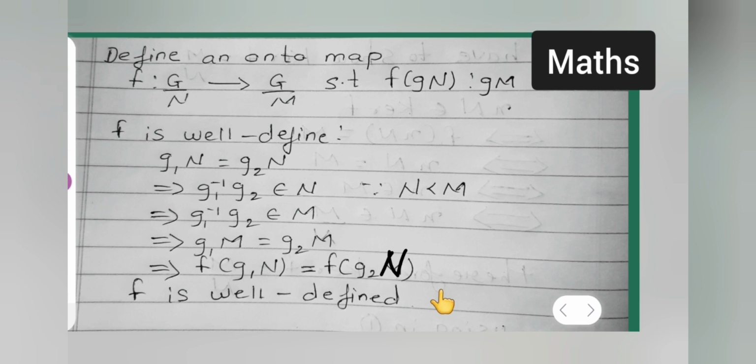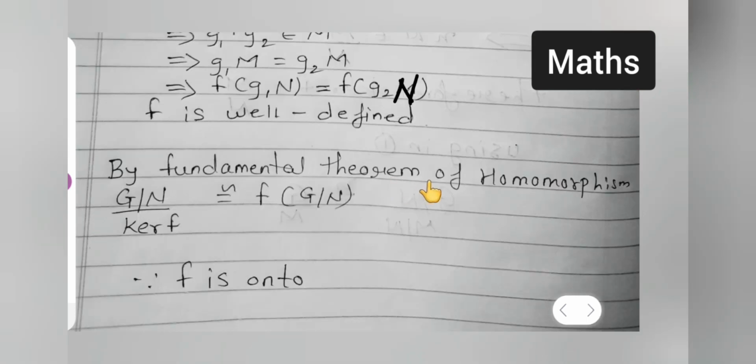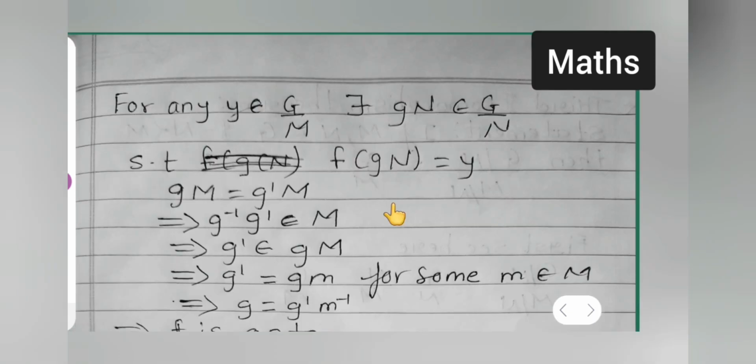Moving towards the next part, now we have, by the fundamental theorem of homomorphism, G upon n upon kernel of f is isomorphic to f of G upon n. So now we have to show that f is onto, basically. So let us show that f is onto.